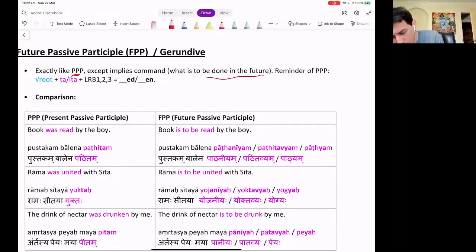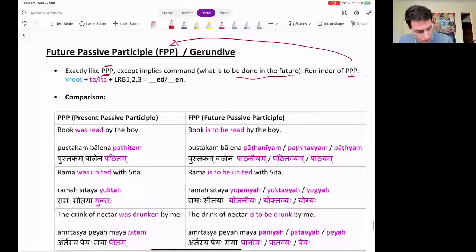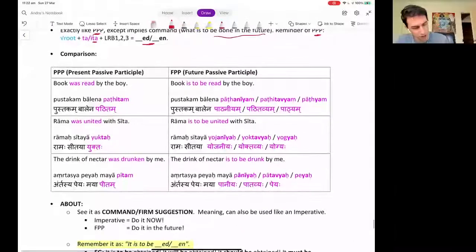Now let's just revise PPPs so we know what FPPs are, because we just said it's exactly like PPPs, except it's in the future. Root, how to construct PPPs: root plus ta or ita plus LRB. Example here. Okay, let's compare. PPP on the left side.